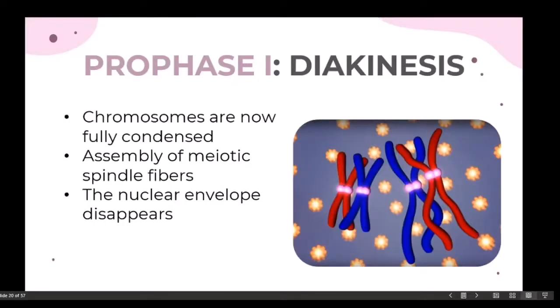The final stage of meiotic prophase I is diakinesis. This is marked by the terminalization of the chiasmata. During this phase, the chromosomes are fully condensed, and the meiotic spindle fibers are being assembled to prepare the homologous chromosomes for the separation. By the end of diakinesis, the nucleolus disappears. Diakinesis also presents the transition to metaphase, which brings me now to Metaphase I.